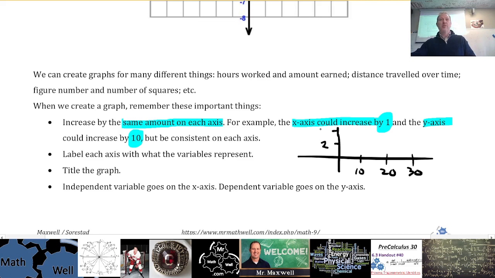But then this one has to be what? 4 and 6 and 8 and so on. So the jump for each space has to be the same on the same axis, but they can be different from axis to axis.